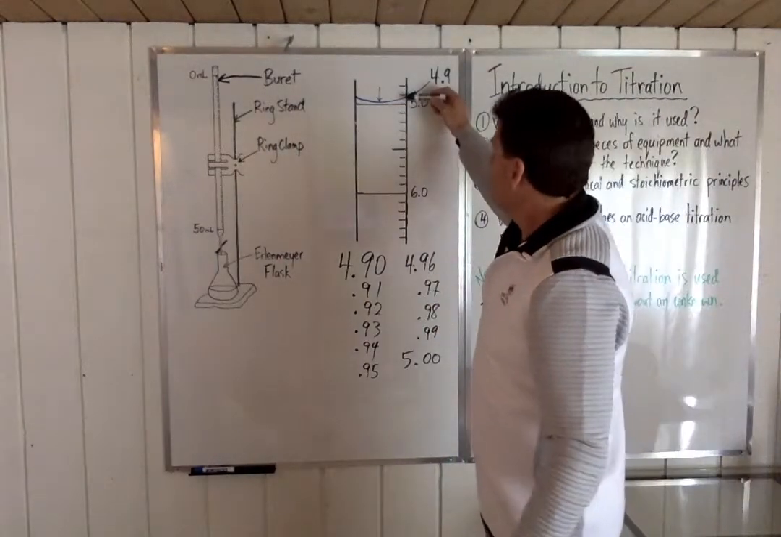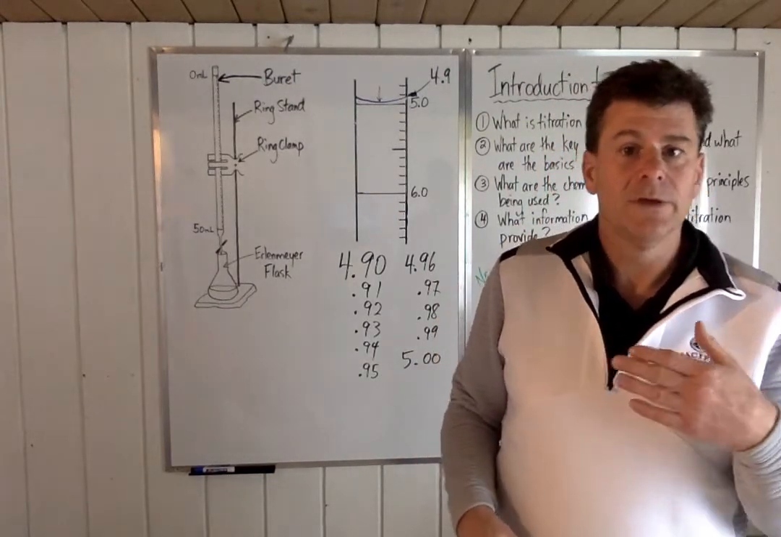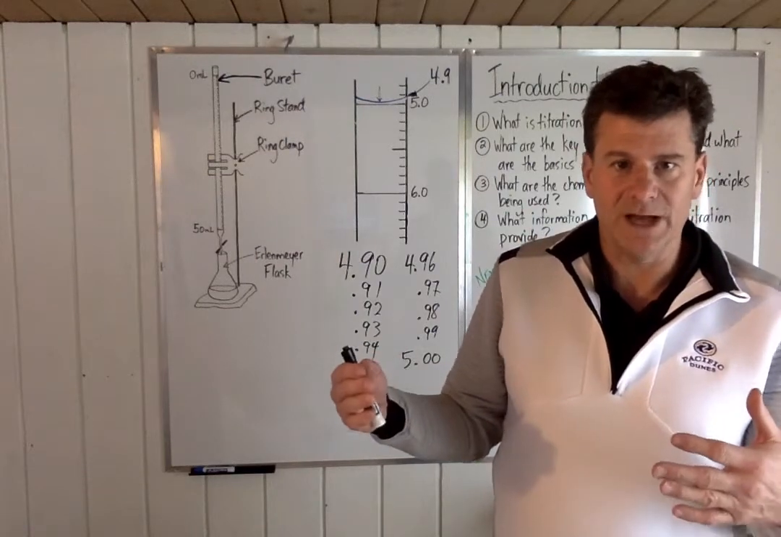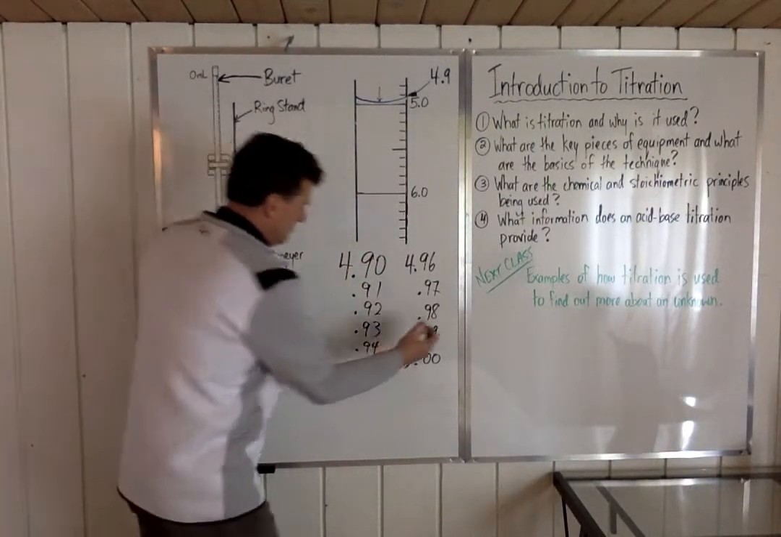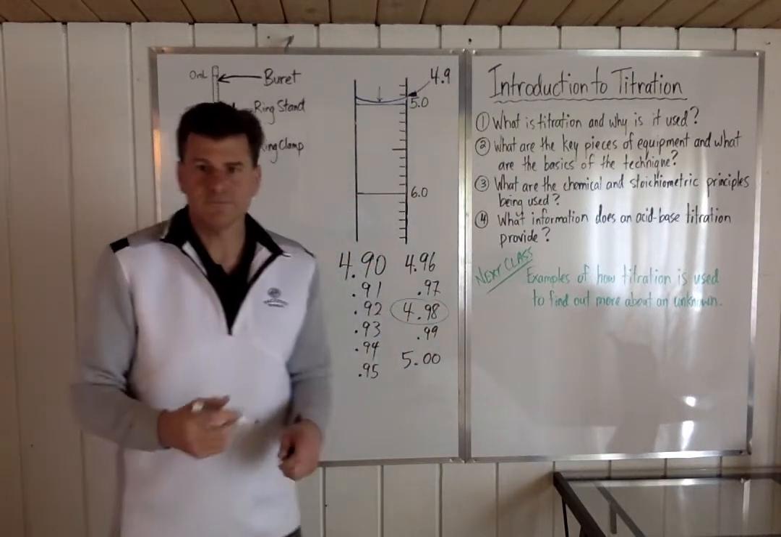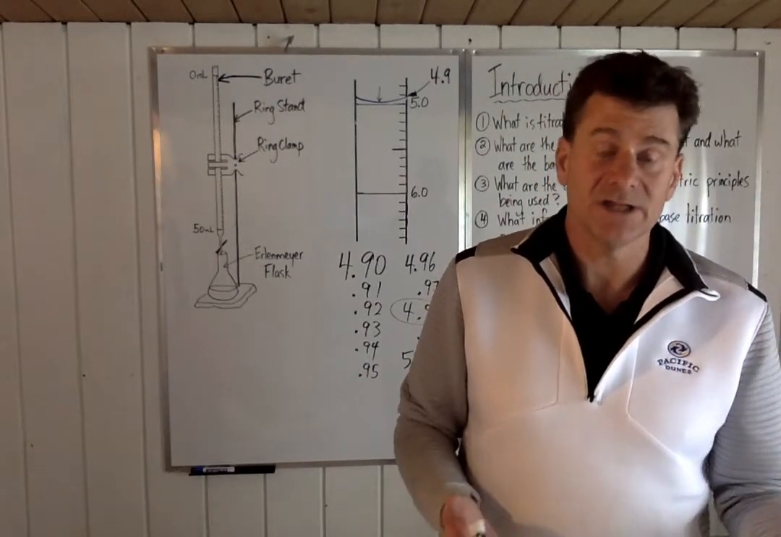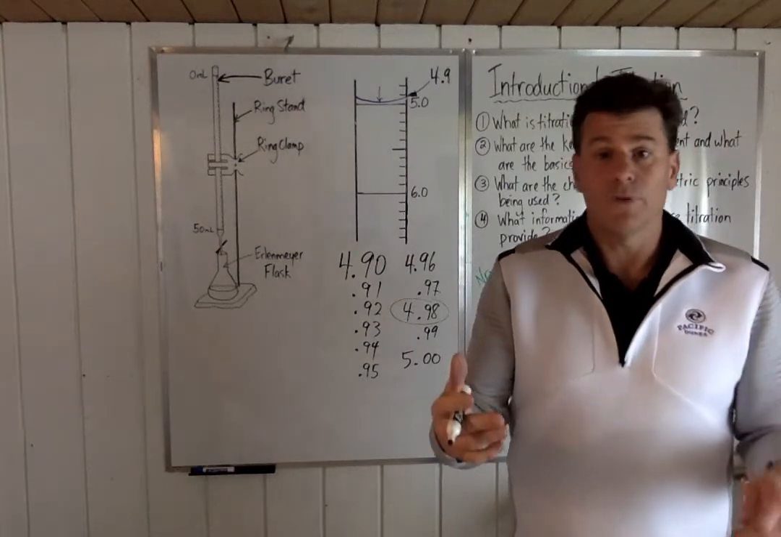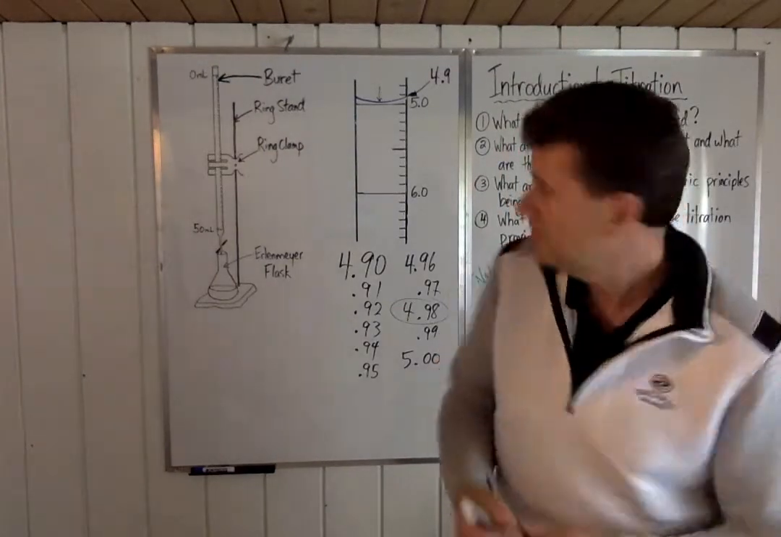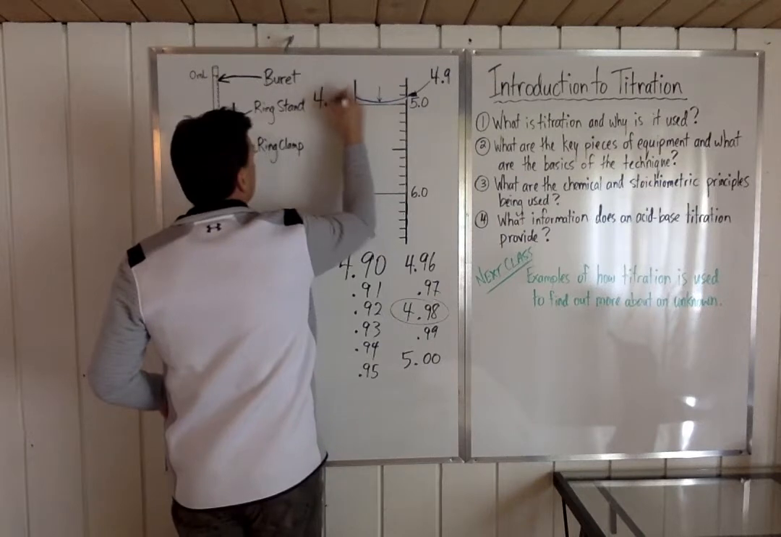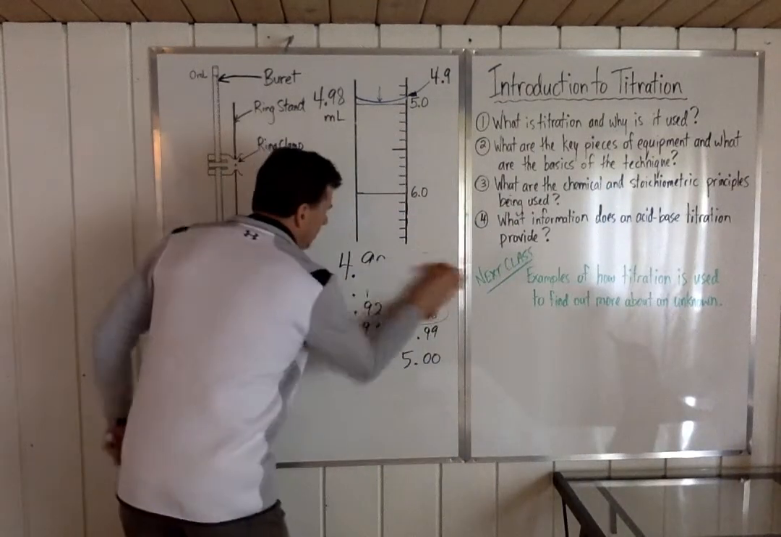So I'm looking at this and I have to guess what this thing is. It's not 4.91 in my own view, because it's not barely past the 4.9. It's actually quite close to the 5.0. So I think it's that guy. You might think 4.97 or 4.99. None of us are going to say it's 5.00 because it's not actually sitting on the increment. So you have to guess at that uncertain digit. I'm going to say that volume is 4.98 milliliters.